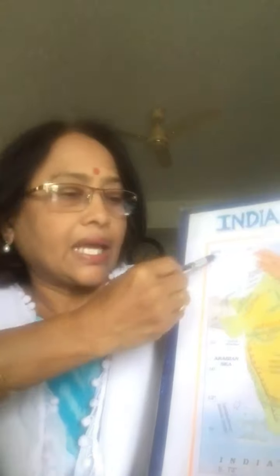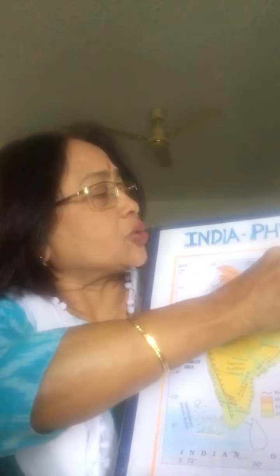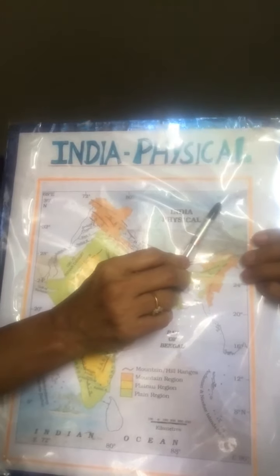Then what about the longitudinal stretch of India? The longitudinal stretch of India starts from here. That is 68 degrees 7 minutes east. And towards this end, it is 96 degrees 25 minutes east. So this is the latitudinal and the longitudinal expansion of India.